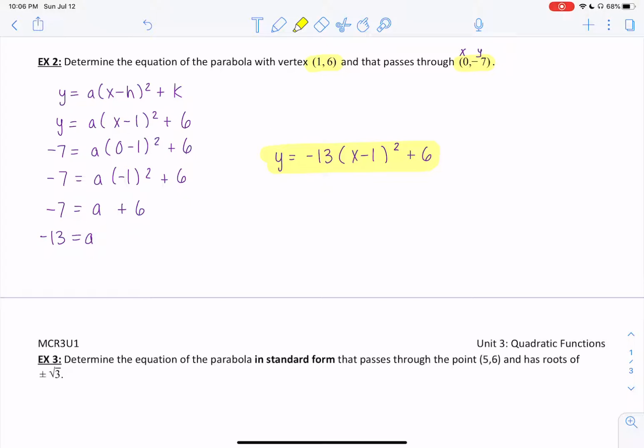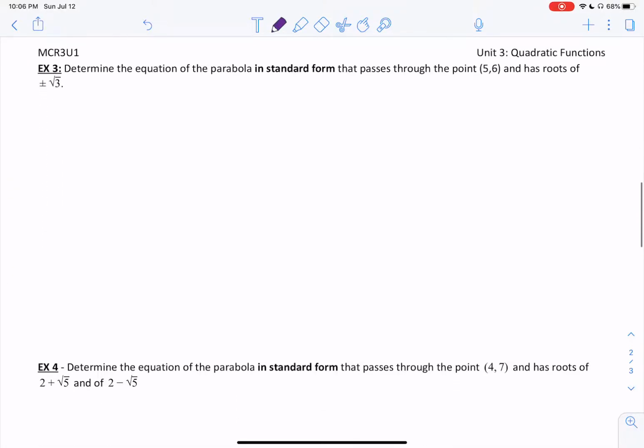Now let's try something that's a little trickier. So for example 3, we're going to determine the equation of the parabola in standard form, so that's important to highlight, that passes through the point 5, 6, and has roots of plus or minus 3. So because we're told it has roots, we know that we're looking at our factored form. Like this. So my roots are plus or minus 3. So let's start by filling in the roots.